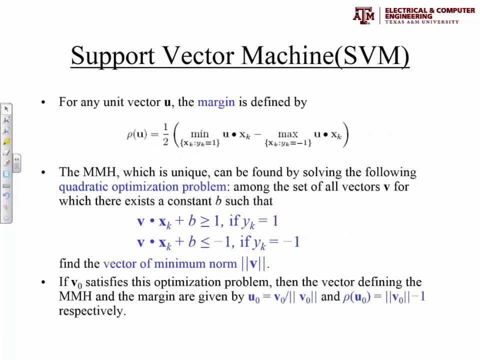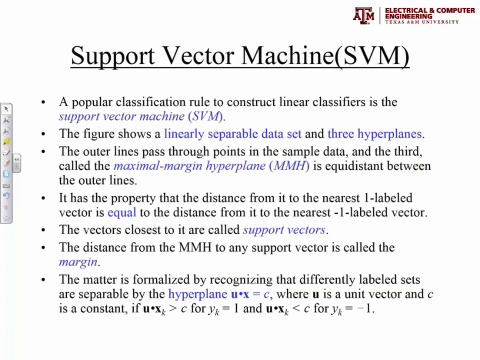For any unit vector u, the margin is defined in this fashion. You look over all vectors belonging to class 1, and you take the inner product between u and xk, the feature vector. Then take the minimum of these, because you want c to be smaller than each of these, as you go over all elements that have y equal to 1. You want c to be smaller than these for all yk equal to 1. So if you choose c to be the minimum as you look over this entire class, then you'll satisfy it.